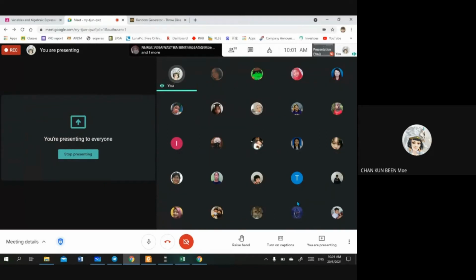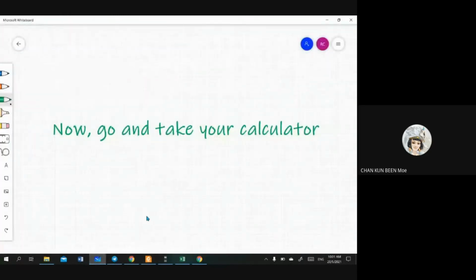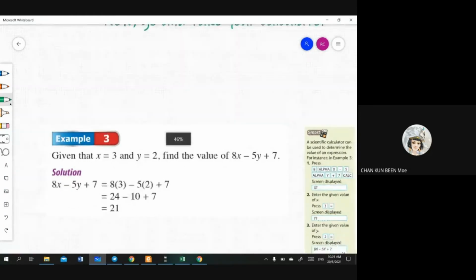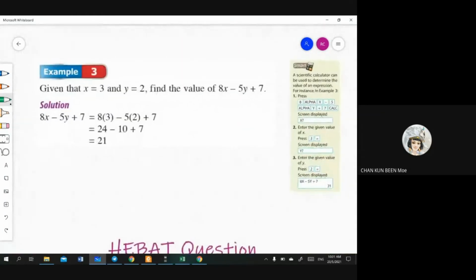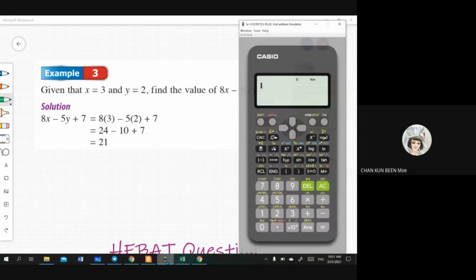We are going to use the calculator to find the value of the algebraic expression. Okay, we have learned example 3 earlier. By calculating it manually, we substitute the value of x and y into the algebraic expression. So now we can make it easier by using the calculator. You can make it fast. This is one of the examples given in the book. The one that we usually try out is the manual calculation.